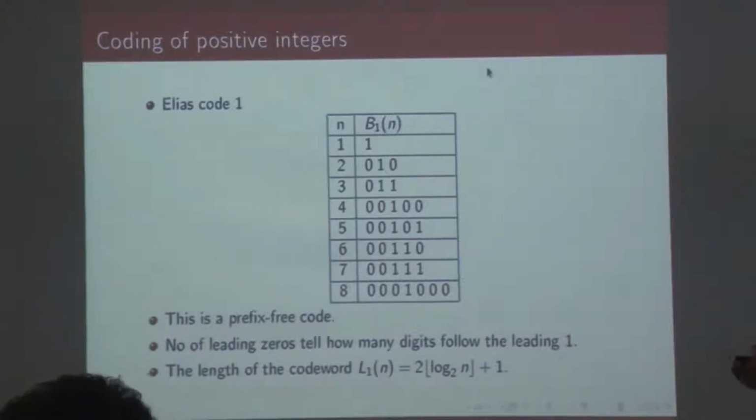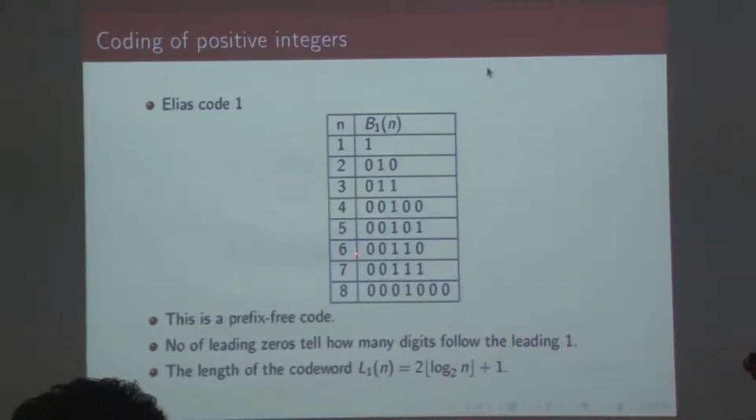So, for example, 1 in binary representation is 1. What's the length? 1. So the run of zeros will be 1 minus 1, 0. So the alias code 1 for 1 will be 1. Now let us look at 2. 2 in binary representation is 1, 0. What's the length of this code? 2. So the number of zeros preceding will be 1. So it will be 0, 1, 0.